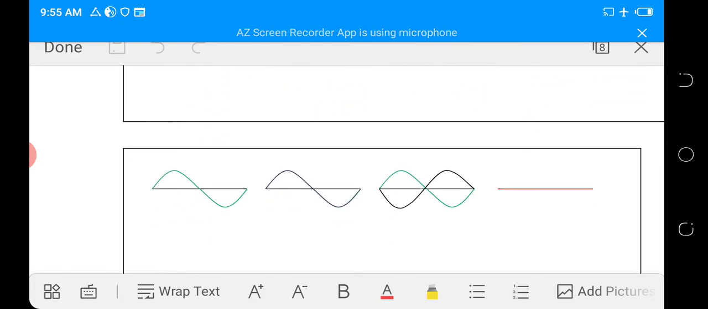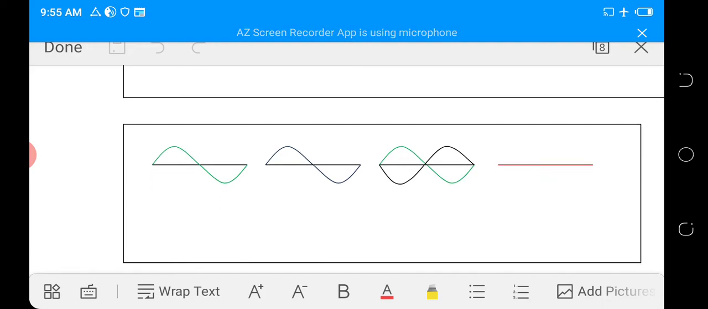Let's go to the second set of waves. Here, the wave in green and the one in black, they are out of phase. So when they are superimposed, the trough of one falls on the crest of the other, and they eventually cancel each other out, and they produce zero resultant. This is a kind of destructive interference.